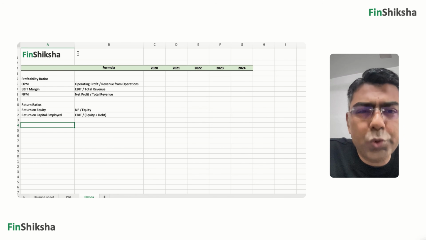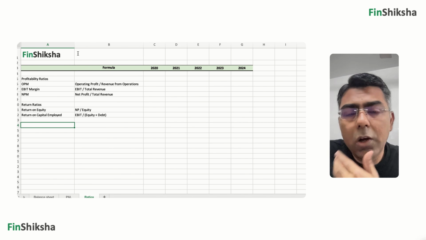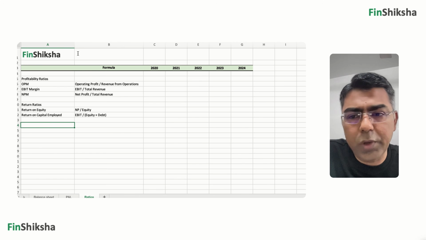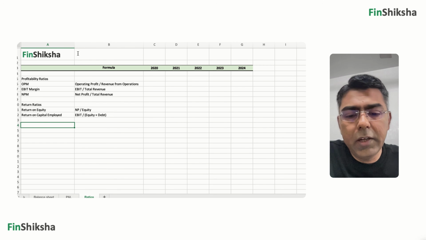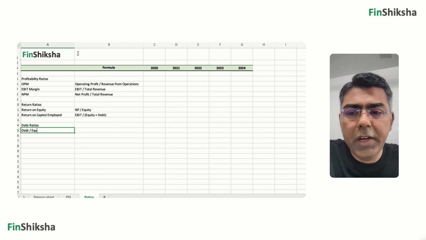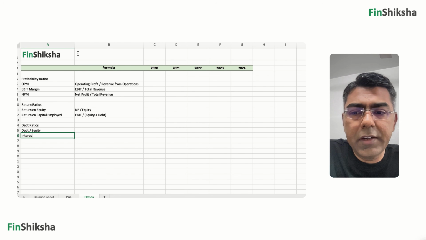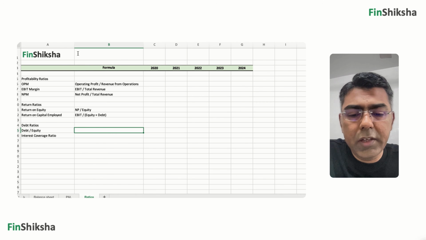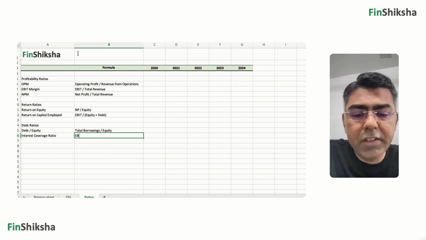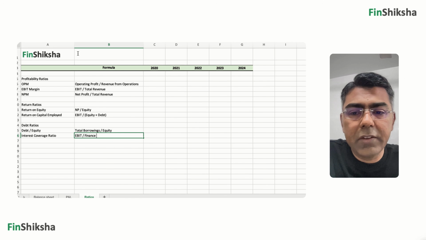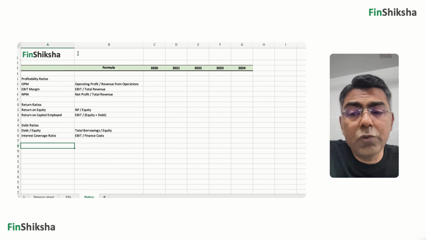Again, within this, you can choose to include your lease liabilities if you want to, or leave them out consistently. That's okay. Should not be such a big hassle. We will calculate debt ratios. So we'll calculate debt upon equity and interest coverage ratio. Debt upon equity is total borrowings divided by equity. Interest coverage is EBIT divided by finance costs. So we get these two ratios.